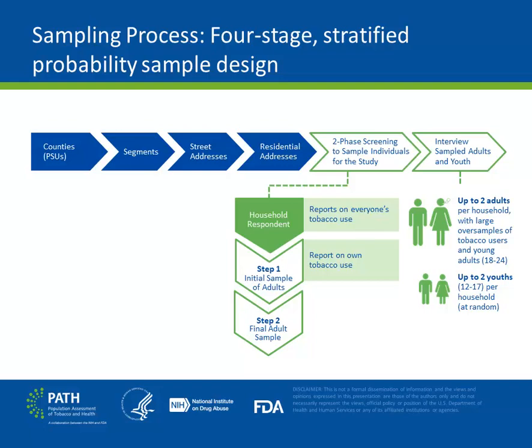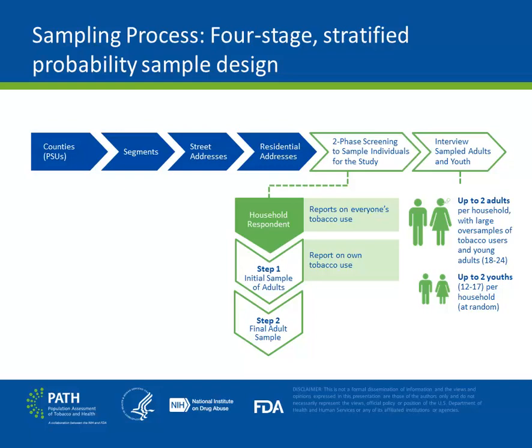A field interviewer goes to the address and speaks to a resident over the age of 18. This resident is referred to as the household respondent. The household respondent reports on the tobacco use of all adults living in the household.